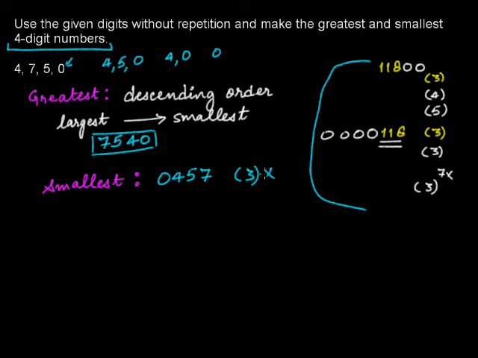So in any such question, if you get 0 in the digits, what you have to do is leave the 0 first, okay, leave it, and see the next smallest number. Which one is the next smallest number? Of course, after 0, 4 is the next smallest number. So first write 4, then write 0. So now we are left with 7 and 5. Which one is the smaller? Of course, 5. We are left with 7 and we'll write 7 here.